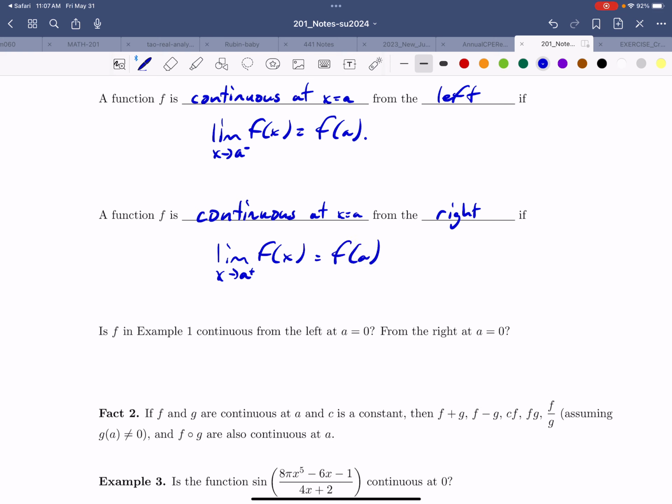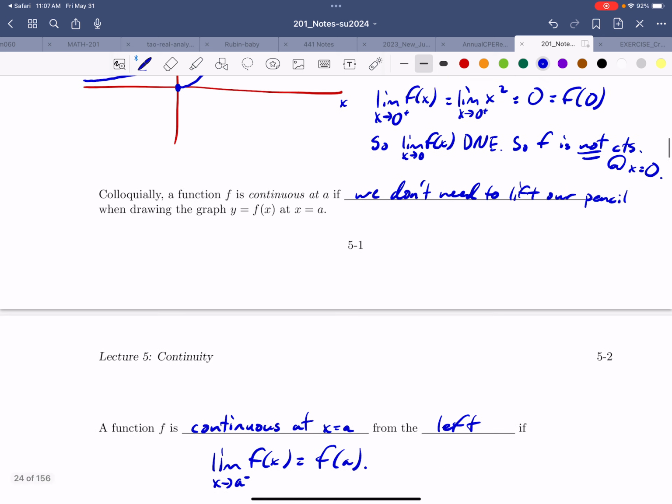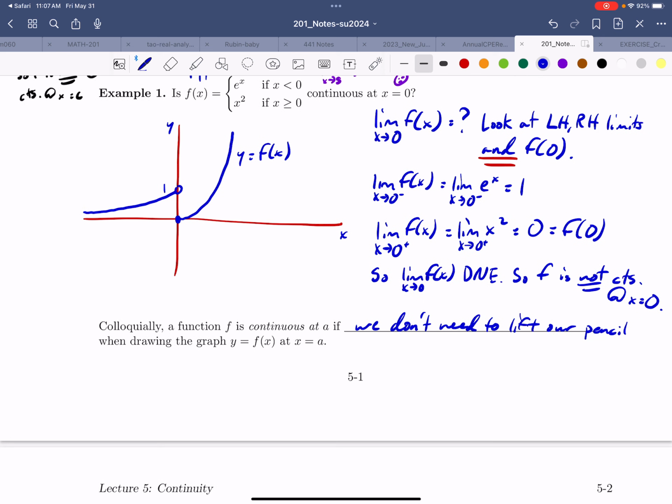equals f of a. So looking back at example 1, was our function continuous from the left at 0 or from the right at 0? Well, since the left-hand limit was 1, which does not equal f of 0, because f of 0 equals 0, then I think we would say no, f of x is not continuous from the left. However, because the right-hand limit did equal f of 0, we would say that f is continuous from the right.